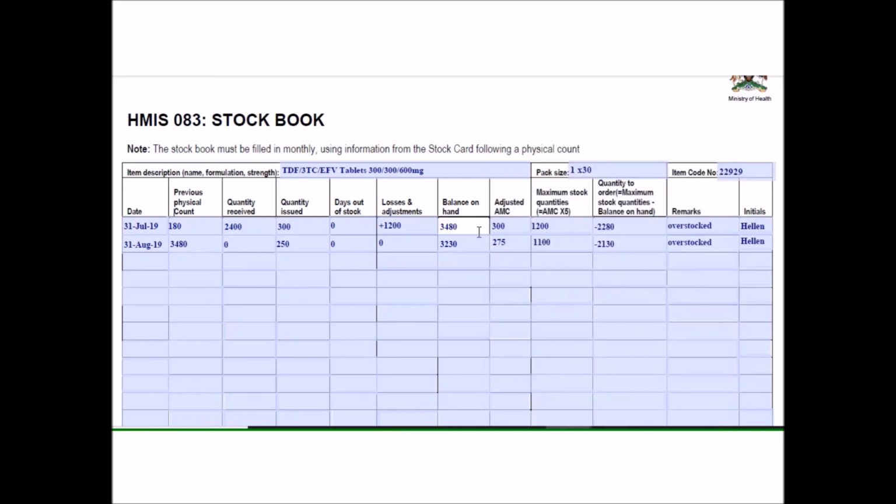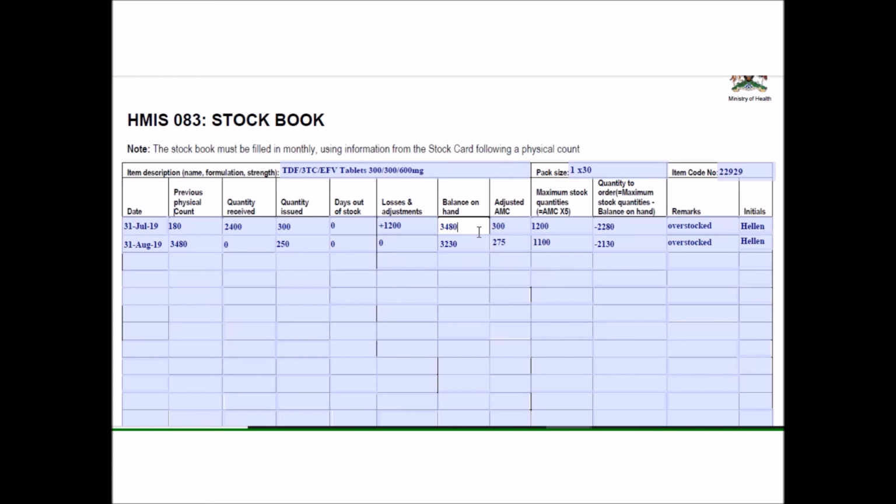So stock book helps cross-check what you captured in your stock card, confirm you had correct calculations, and this helps you to avoid unnecessary audit queries, because medicine attracts so many interested parties, and being expensive commodities, people will have interest. Donors, government will have interest to confirm that you are accurately accounting for these commodities.